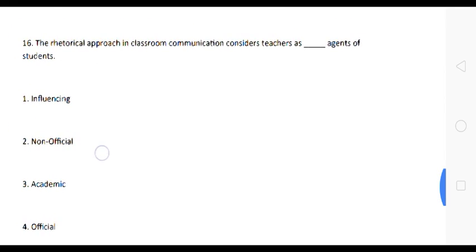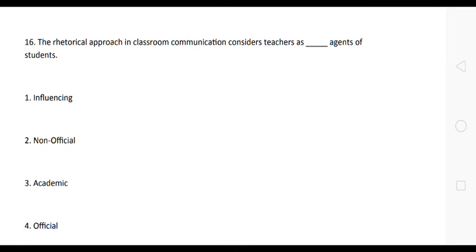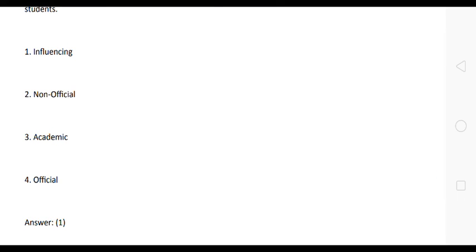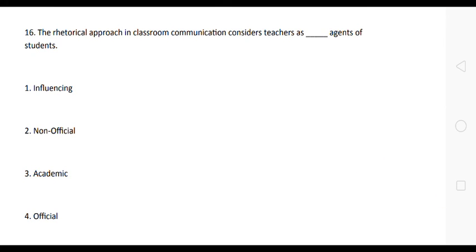Next question is, the rhetorical approach in classroom communication considers teachers as agents of students. Options are influencing, non-official, academic, official, but the correct answer is option 1. The rhetorical approach in classroom communication considers teachers as influencing agents of students.